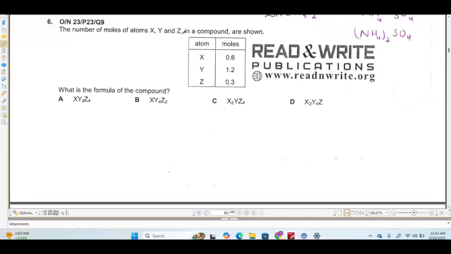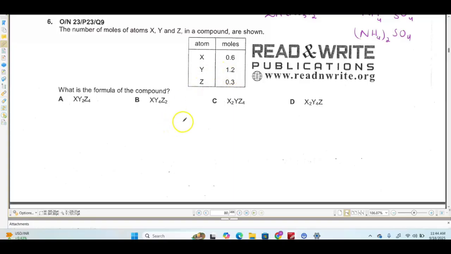The number of moles of atoms X, Y and Z in a compound are shown. What is the formula of the compound? Now we've done a question before as well where we found the empirical formula. In that question, first we had the percentage mass ratios and we had to divide them by their Mr to get their molar ratios. Over here, we don't need to do that step because we've been provided with the molar ratios.